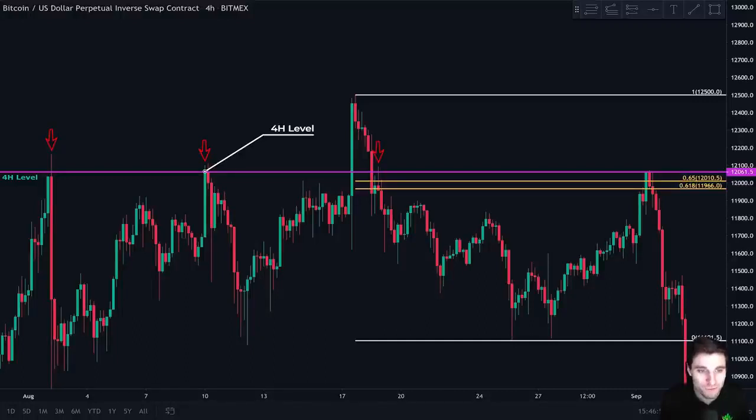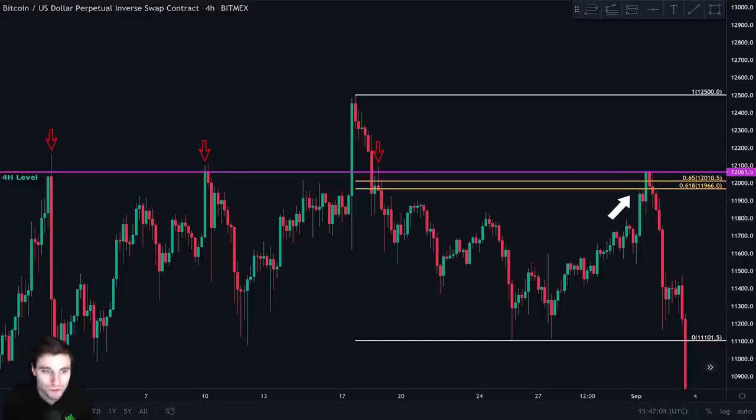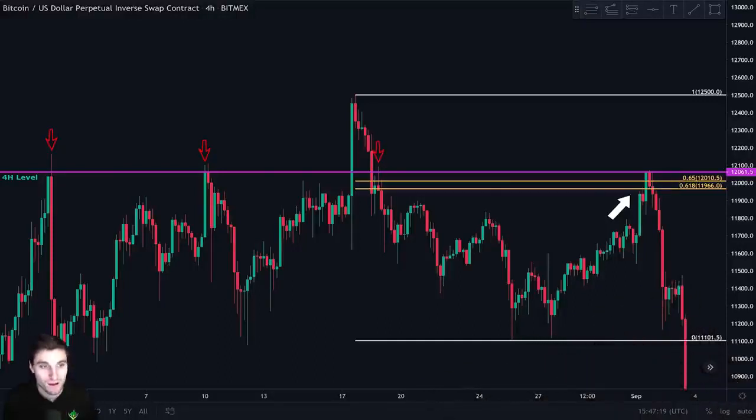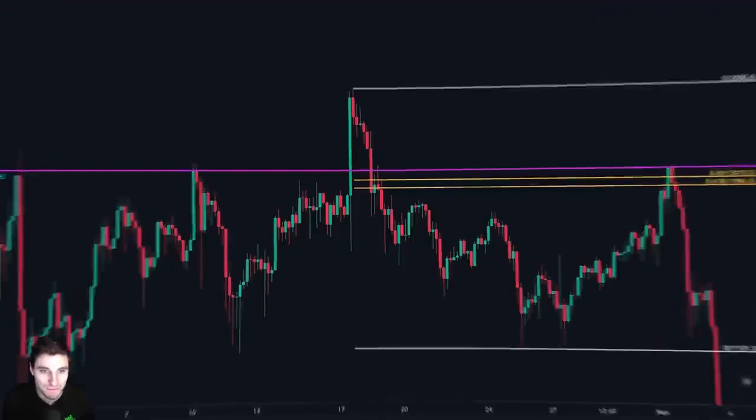Afterwards, we want to wait for price to come back up and see how it will react at this level on the lower timeframes. When we want to take a short, we always look for a shooting star or a bearish engulfing candle formation. That is our trigger to enter the short. If we do not see a shooting star or a bearish engulfing at this level, we simply do not enter the trade. So, let's go to the lower timeframes to see what happened.